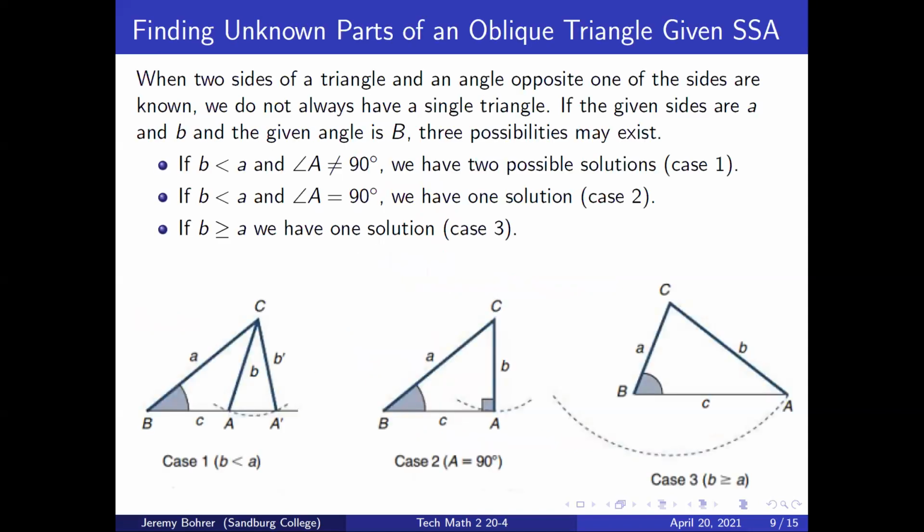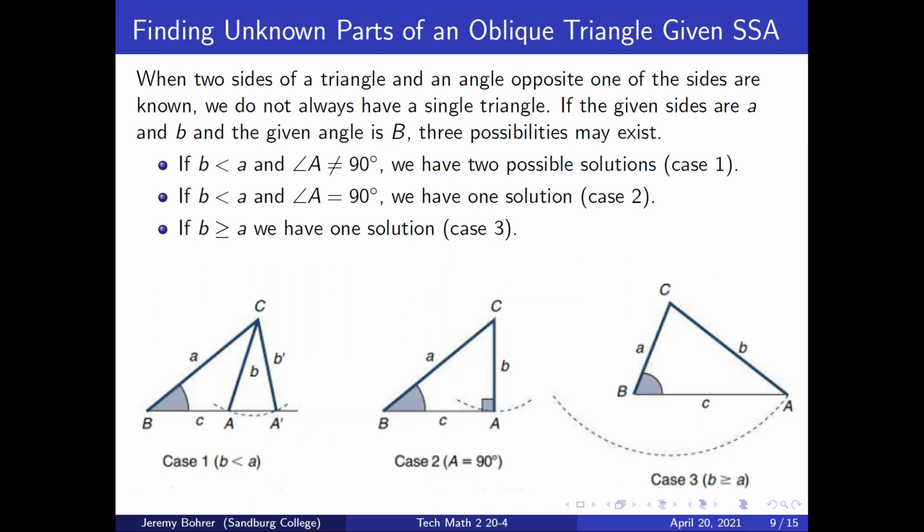Finding unknown parts of an oblique triangle given two sides and an angle. When two sides of a triangle and an angle opposite one of the sides are known, we do not always have a single triangle. If the given sides are a and b and the given angle is capital B, three possibilities may exist. If b is less than a and angle A is not equal to 90 degrees, we have two possible solutions, as in case 1 here.